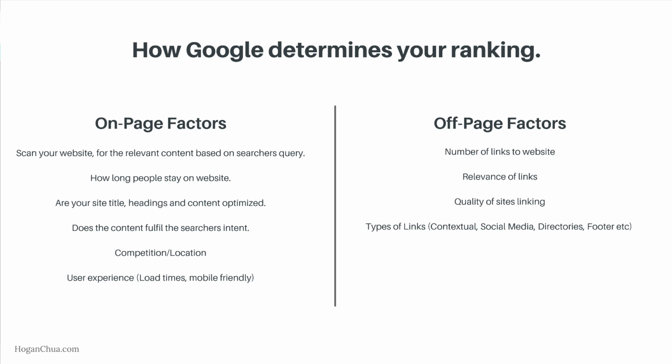Then there are the off-page factors, which basically means the number of links to your website. Generally, the more links you have to your website, the higher Google is going to rank you, because Google sees your website as popular, right? So that's the general idea behind it.